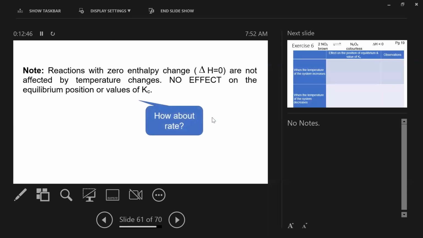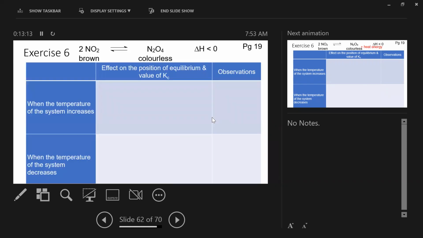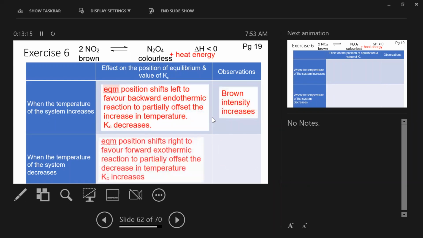In this case, of course, reactions with zero enthalpy, which is very rare, there will be no effect of temperature on the POE. But of course, you should recognize that the rate will be affected, because temperature will affect the rate constant k. So no effect on POE, but that doesn't mean there's no effect on rate. Remember that. This is what you should have copied also.